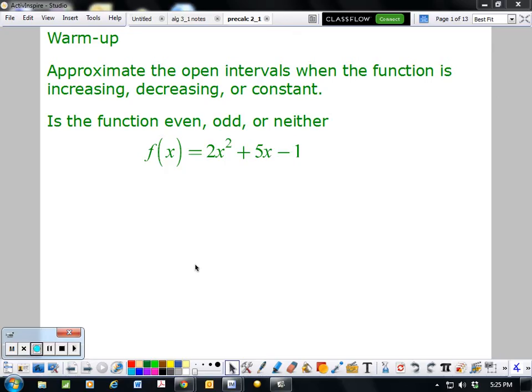Okay, so what we're going to do is look at this warm-up problem. Approximate the open intervals when the function is increasing, decreasing, or constant. And then we're going to check and see if the function is even, odd, or neither. The first thing we're going to do is go to our calculator and graph the function so we can get an idea of what it looks like.